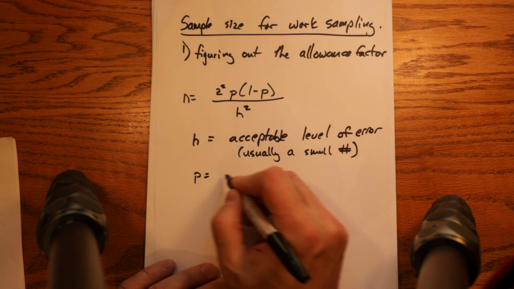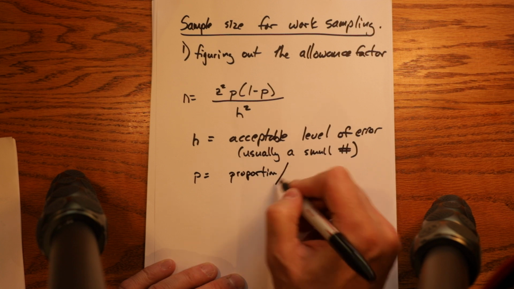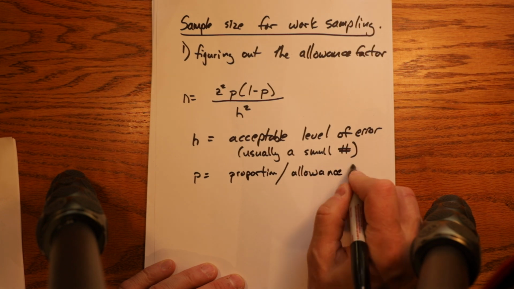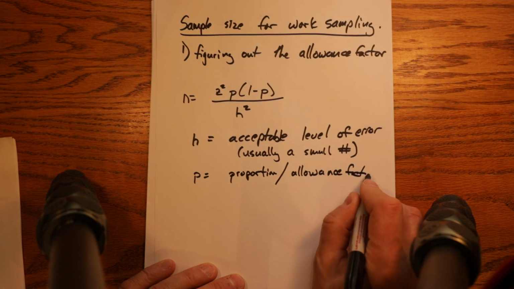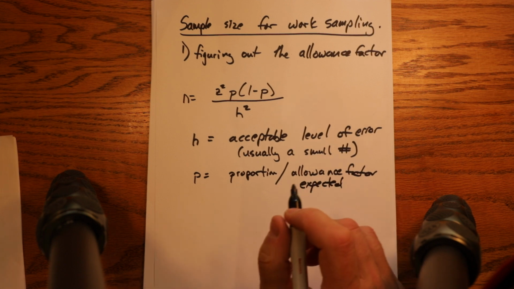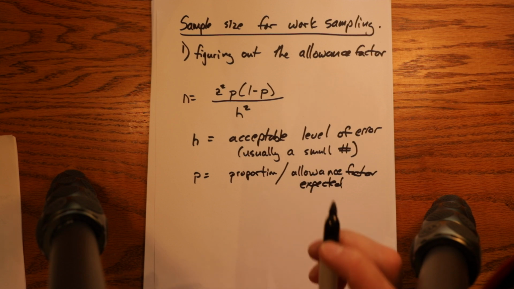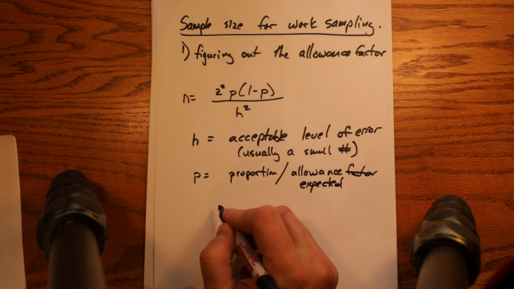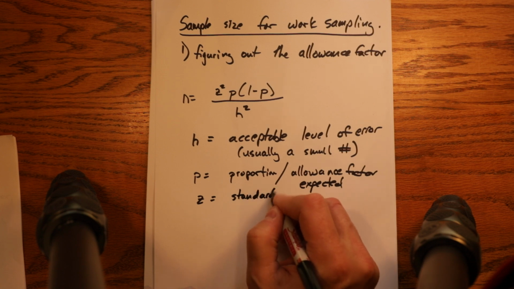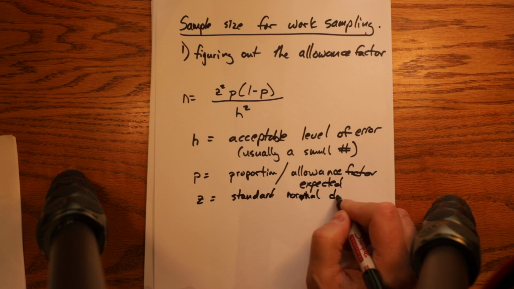P is the proportion allowance factor that you expect, right? So what you're doing here is coming up with a measurement of the actual allowance factor, but you have to have sort of a guess or an estimate of what that might be. And Z is the standard normal deviate.